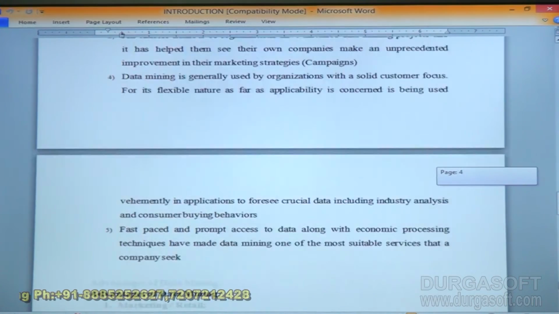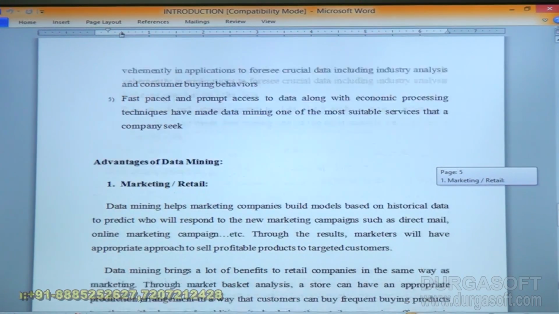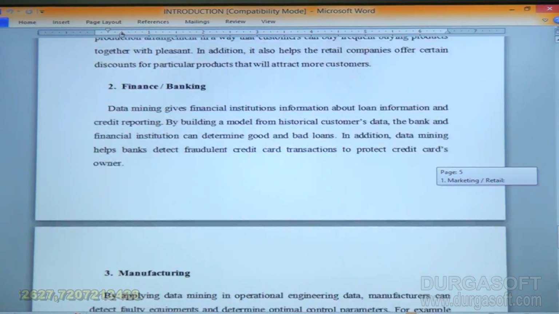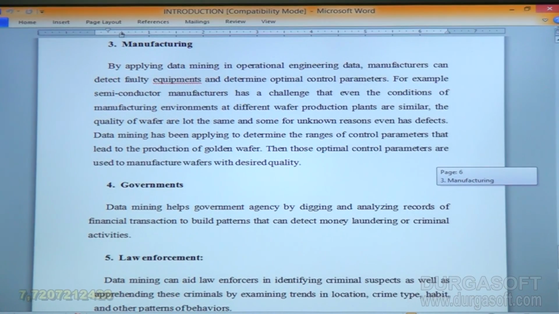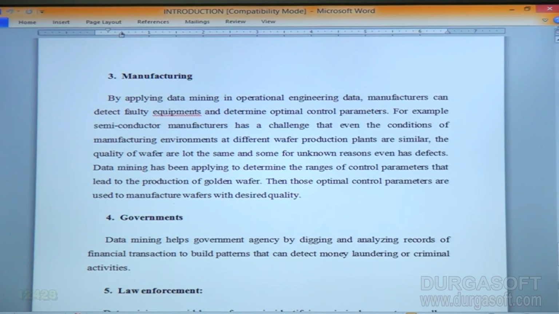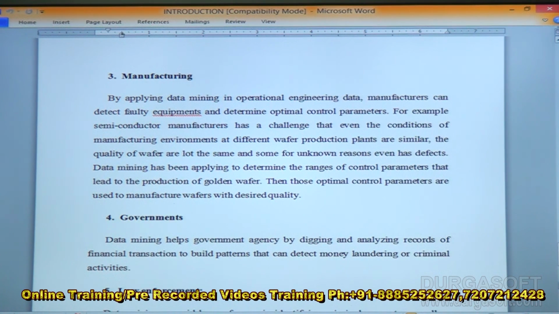We have seen a lot of data volume benefits also. We have given the advantages in which fields data mining can be used: marketing, retail, finance, banking, manufacturing, governments, law enforcement, researchers. Our example is Twitter, social media. So anywhere you can use our data mining concepts.